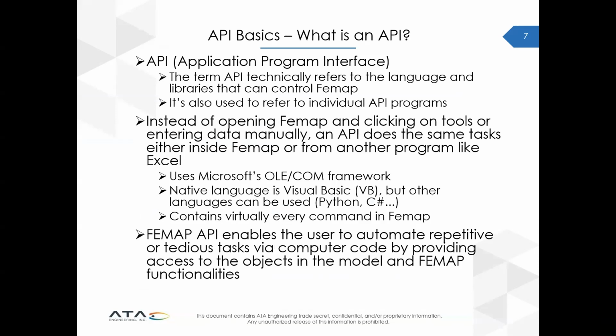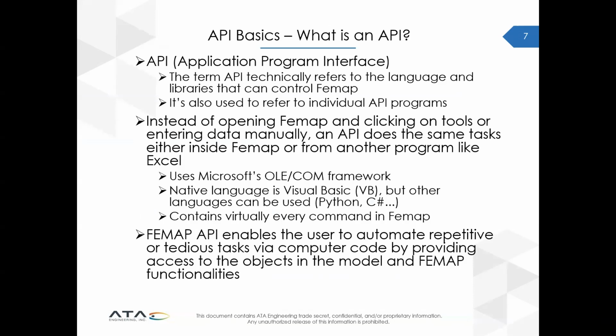So first of all, what is an API? API stands for Application Program Interface, and technically that refers to the language and libraries that you can use to control Femap. But usually we just refer to the individual programs that people write as APIs. It's kind of a dual use acronym. So instead of opening Femap and going in with your mouse and clicking on tools and entering data, an API does those same operations either inside Femap or from another program like Excel. So you can kind of control it remotely, let it automate things.